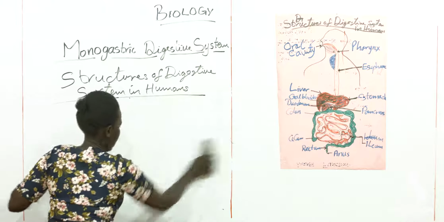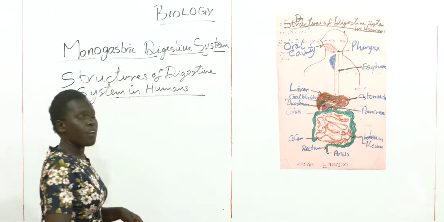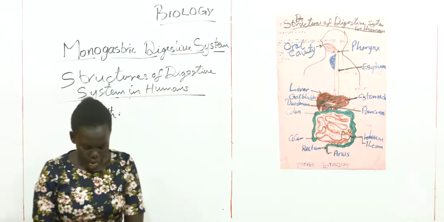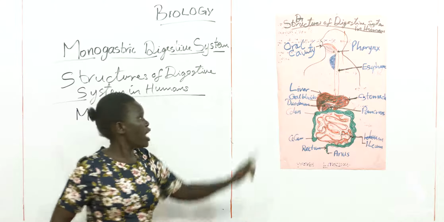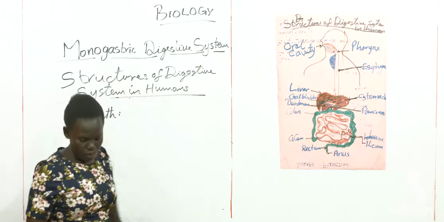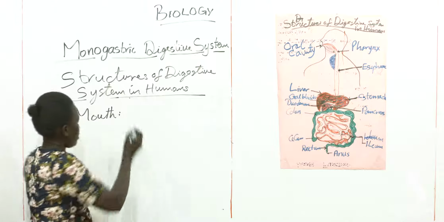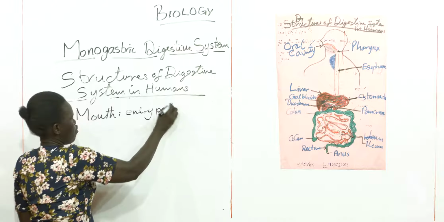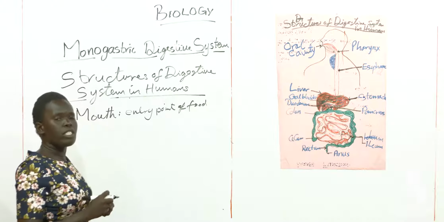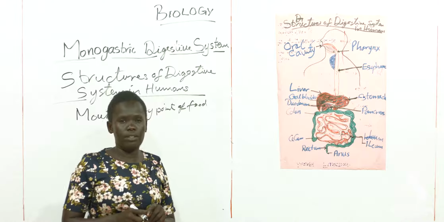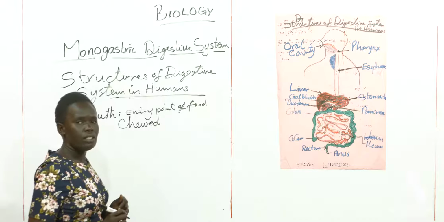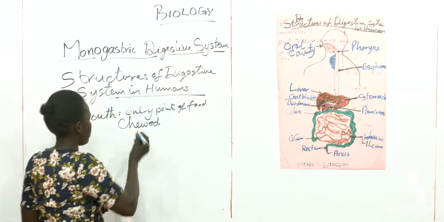Let us start first with the alimentary tract. The first part in the alimentary tract is the mouth. Mouth is the entry point of food into the digestive system. The food enters from the mouth to reach the digestive system. Mouth is the site where the food is broken down physically and chemically as well. That means this is where the food is chewed. Chewing is the physical breaking down of food, and this is where the food is also digested chemically.